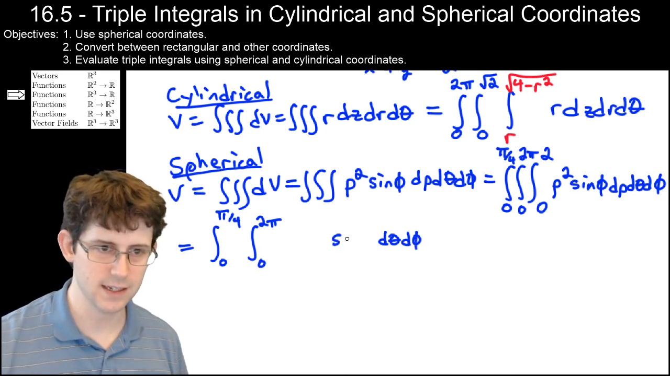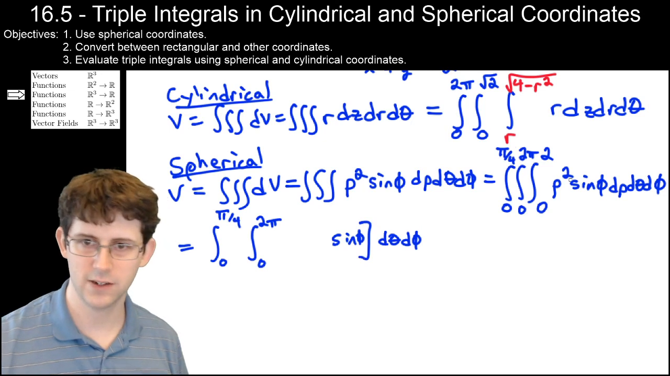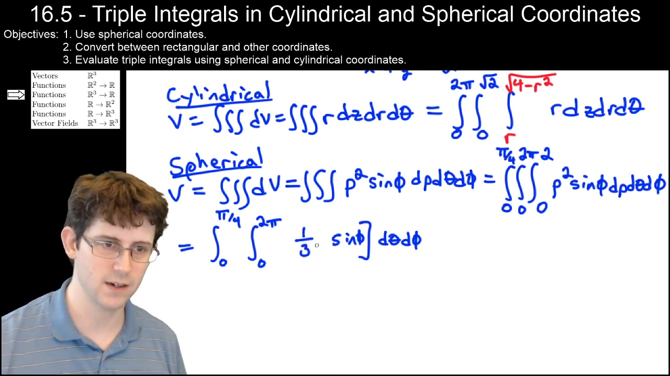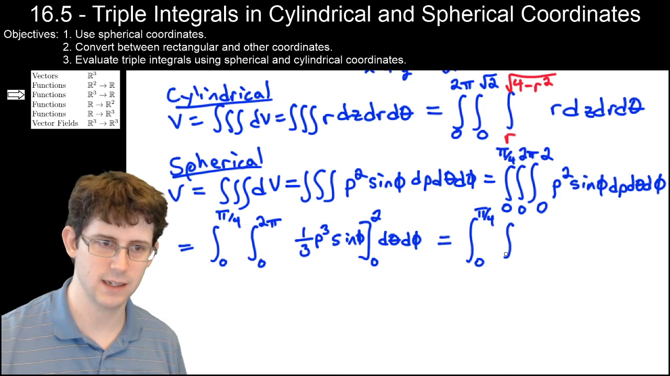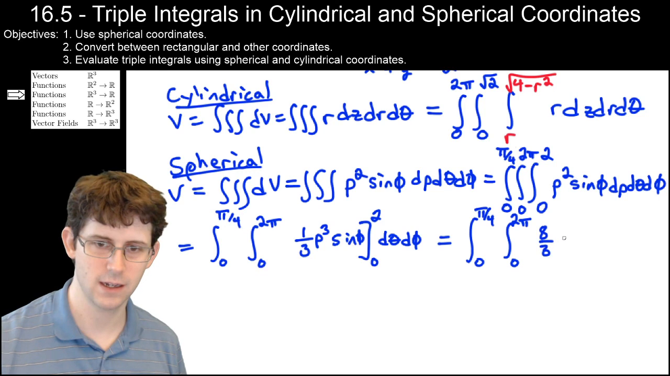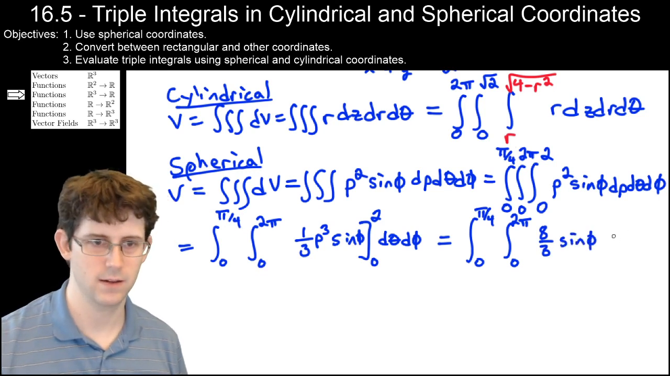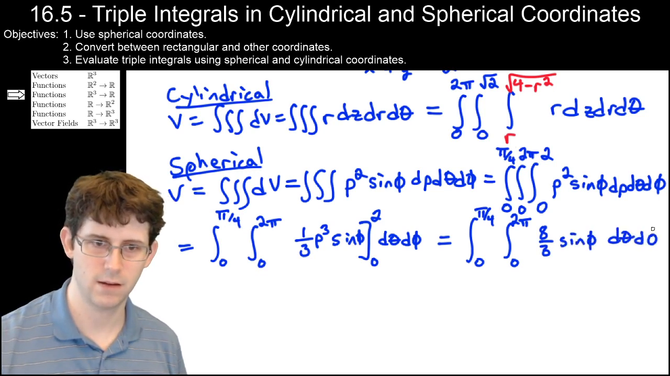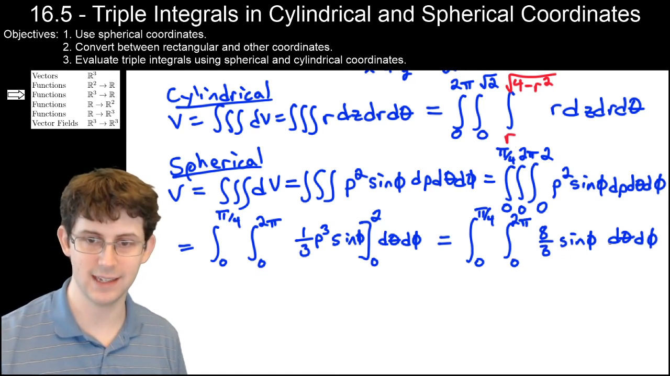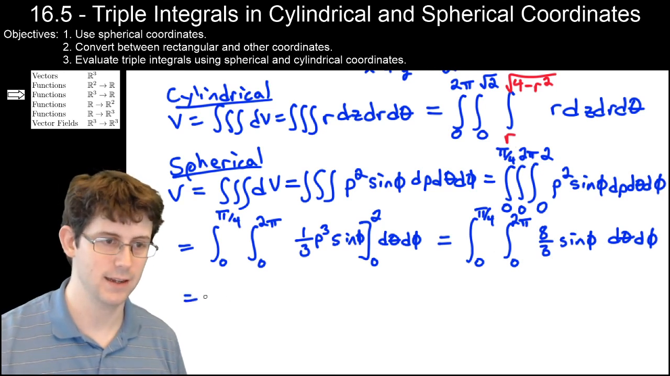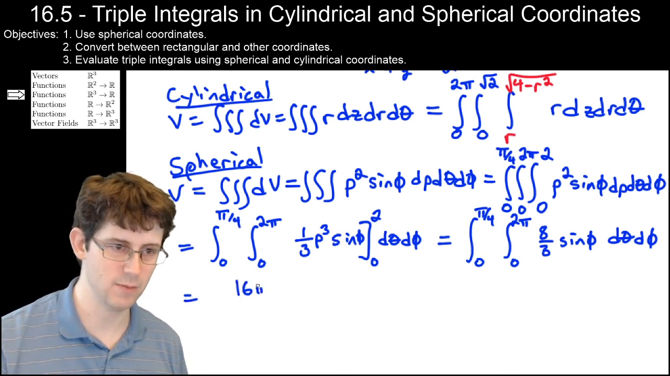Sine phi is a constant. Integral of rho squared d rho is 1/3 rho cubed, and we're going from 0 to 2. These outer integrals are still waiting for us. When I plug in the 2, I just get 8/3 sine phi. This integral doesn't have theta in it, so an integral from 0 to 2 pi of this thing d theta just multiplies by 2 pi. So I now have 16 pi over 3, and I still have a sine phi.